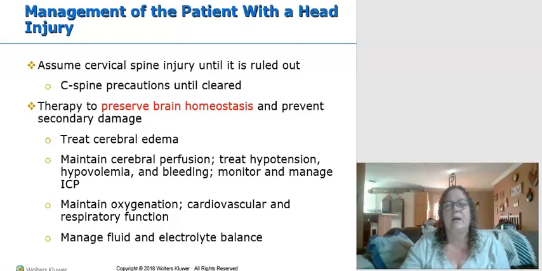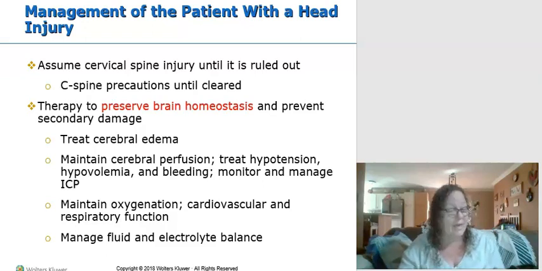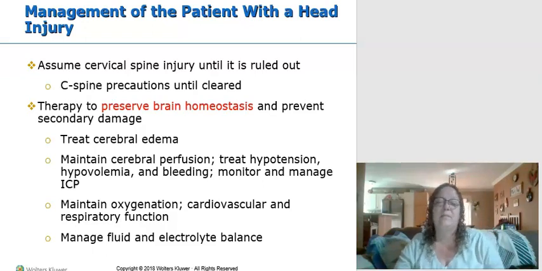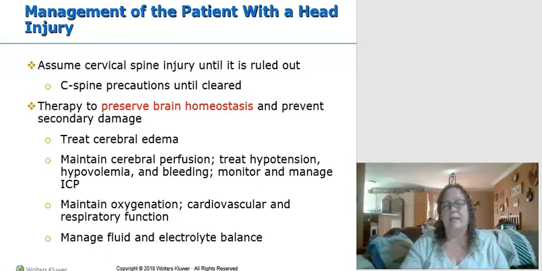Therapy for head and brain injuries is to preserve brain homeostasis and prevent secondary damage. So we talked about that, treating the edema, maintaining cerebral perfusion, maintaining oxygenation, so monitoring the respiratory status and oxygen levels, and managing fluid and electrolyte imbalances.